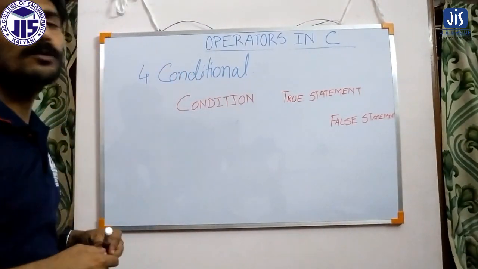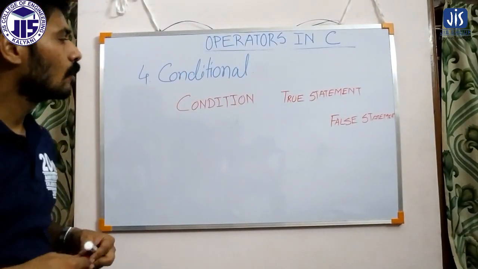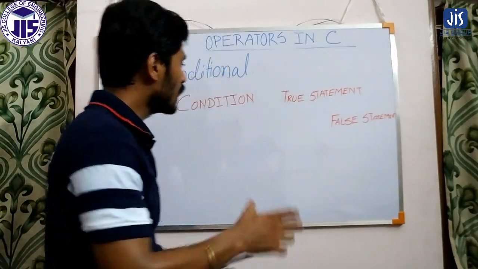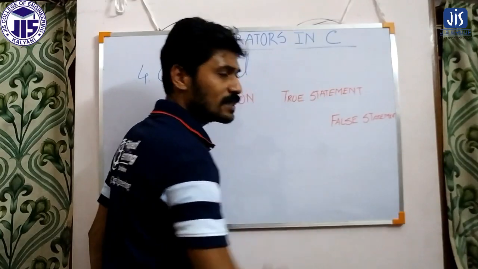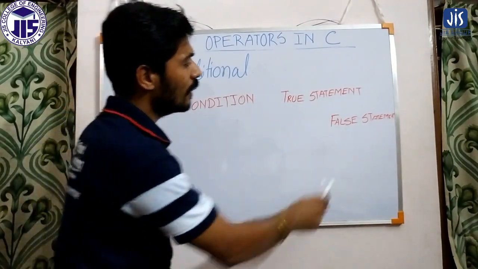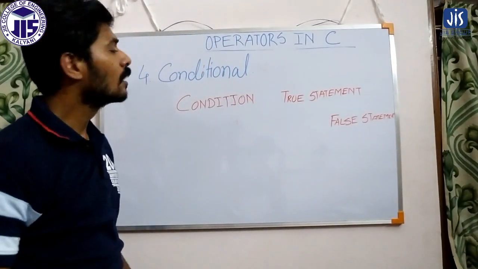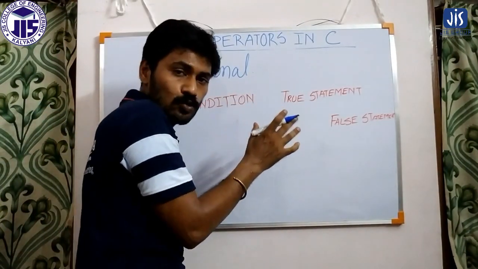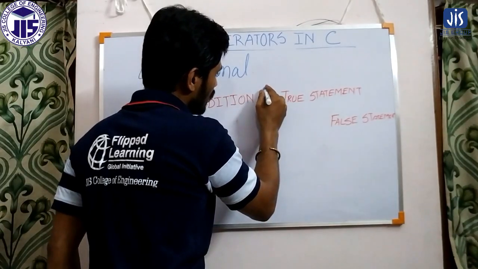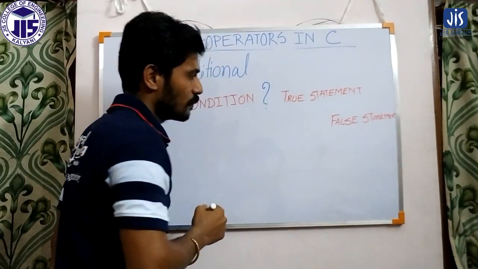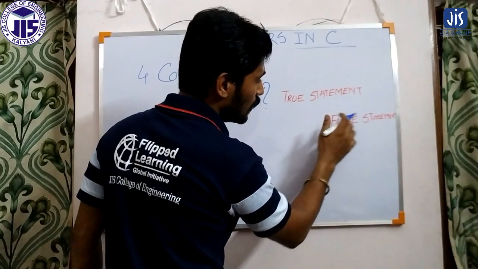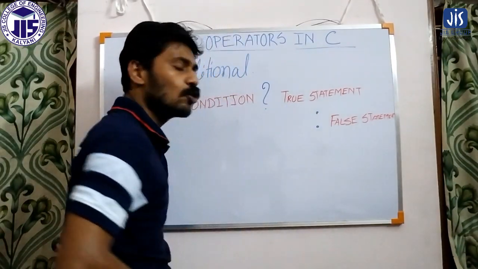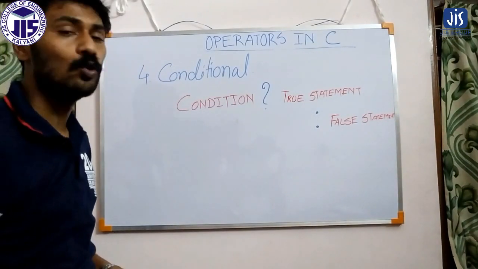So basically we have these three components: one is the condition, another is a true statement, and another is a false statement. That means if the condition is true, then the true statement will execute, and if the condition is false, then the false statement will be executed. Now here, how do we differentiate which one is the condition, which is the true statement, and which is the false statement? Here we use this question mark, and in between the true statement and the false statement we use this colon. This question mark and colon together are called the conditional operator.